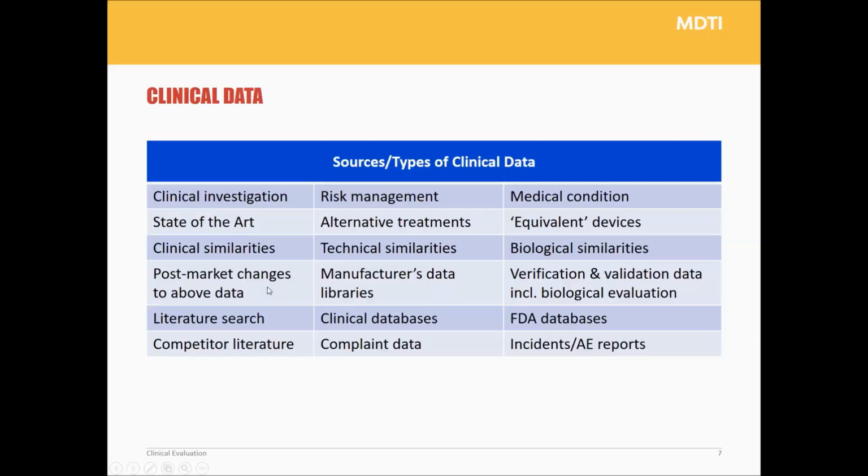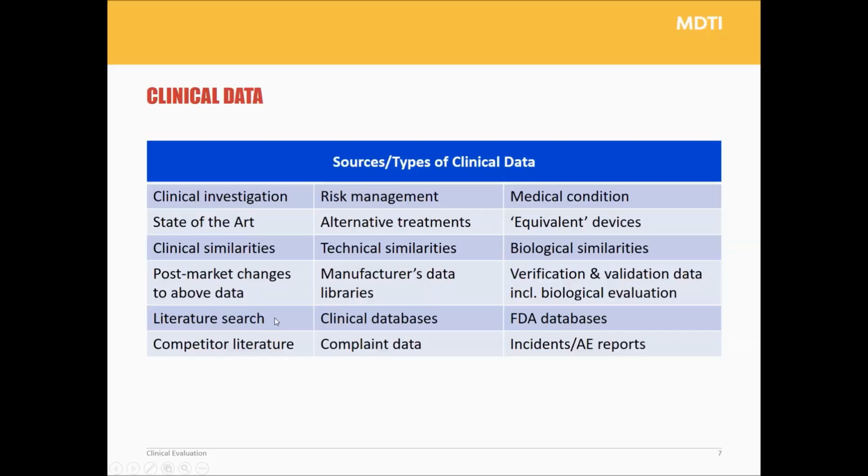Other clinical data, post-market changes to everything we've just mentioned. You will have your own data libraries. It might not be in your department, but there's a lot of know-how in there, and that will include competitors' data, you know, scientific know-how. Remember as well that verification and validation data, and particularly biological evaluation, can be important, and bench testing and so on can be relevant. It's not always, but it can be. So don't dismiss that.